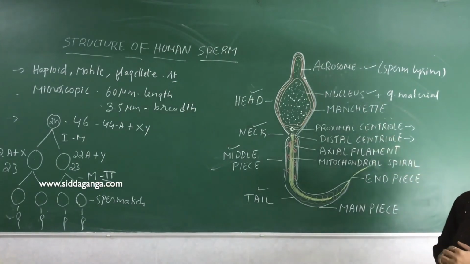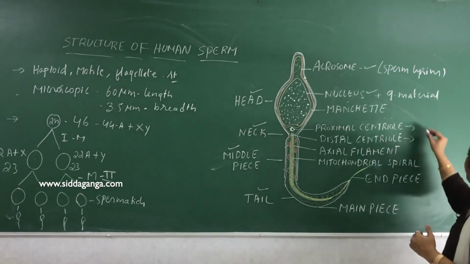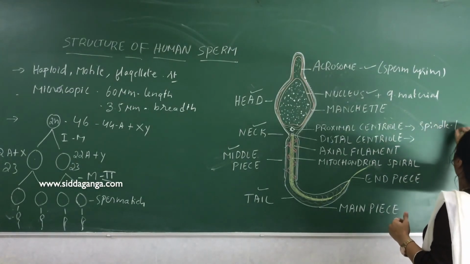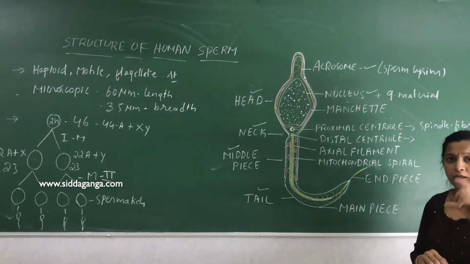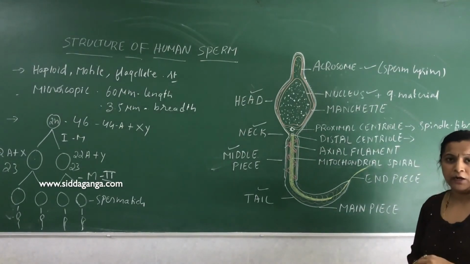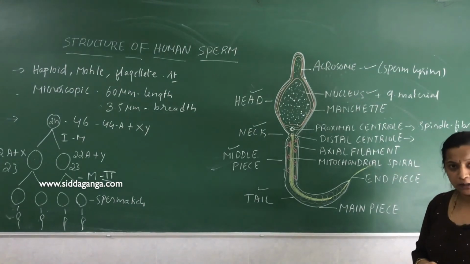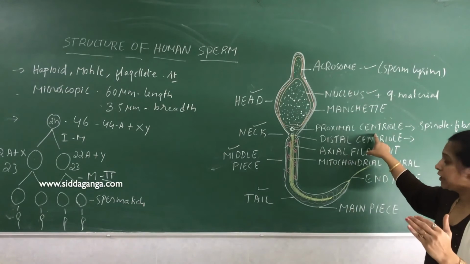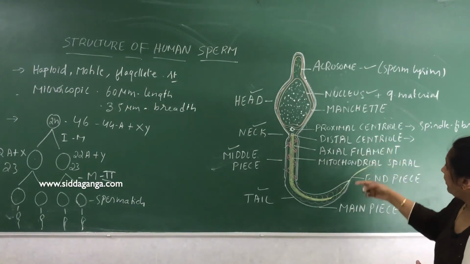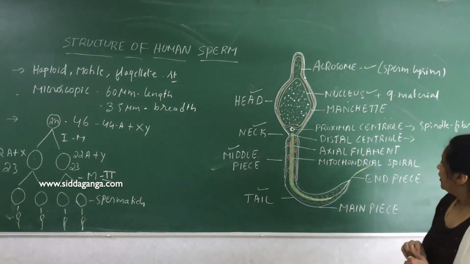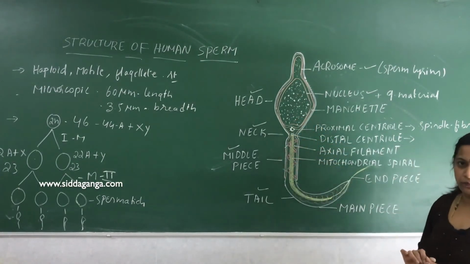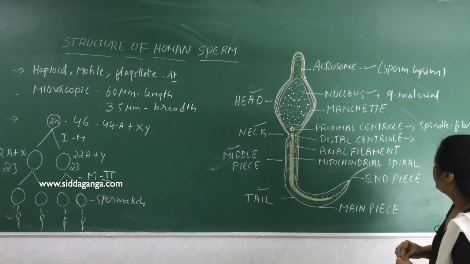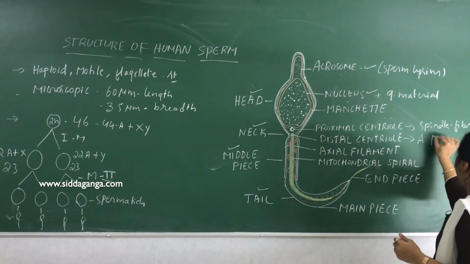What is the function of proximal centriole? The proximal centriole helps in the formation of spindle fibers at the time of the first mitotic division of the fertilized egg. After fertilization the zygote forms, and the zygote undergoes cleavage, mitotic cell division. During the first mitotic division of the zygote, this proximal centriole helps in the formation of spindle fibers. Then this is followed by the distal centriole. What is the function of distal centriole? The distal centriole will give rise to the axial filament.